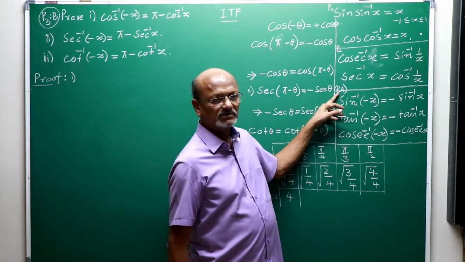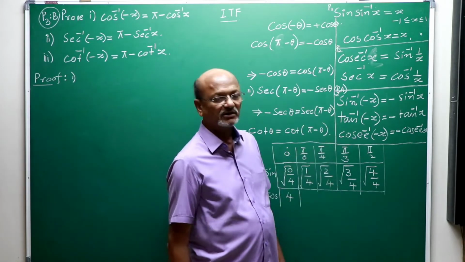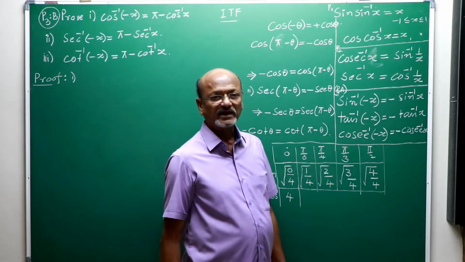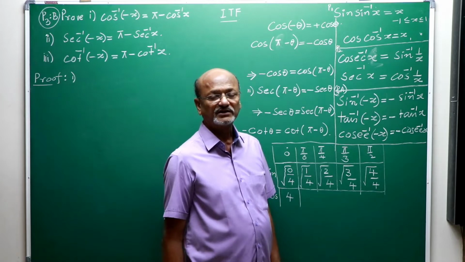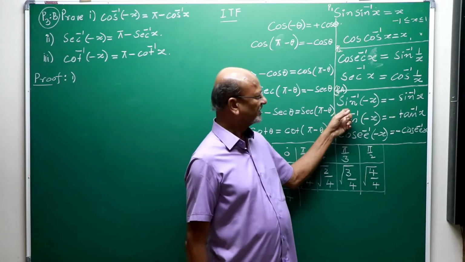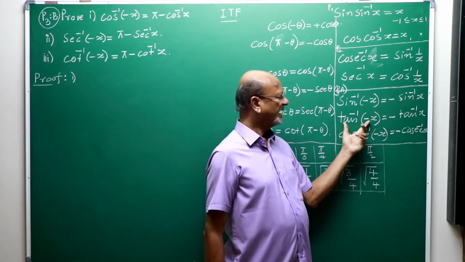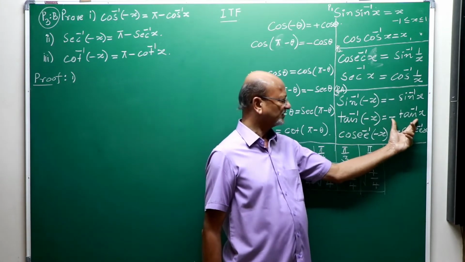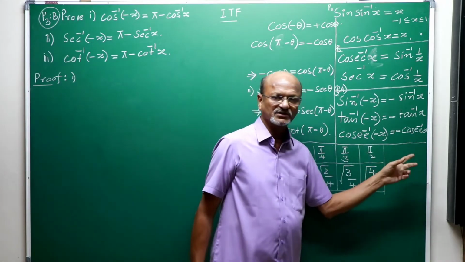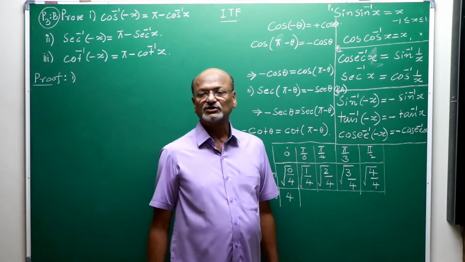Then the third property. Yesterday I proved it by making use of: sine of minus theta is minus sine theta, tan of minus theta is minus tan theta, and cosec of minus theta is minus cosec theta. By making use of that, sine inverse of minus x is minus sine inverse x, tan inverse of minus x is minus tan inverse x, and cosec inverse of minus x is minus cosec inverse x.